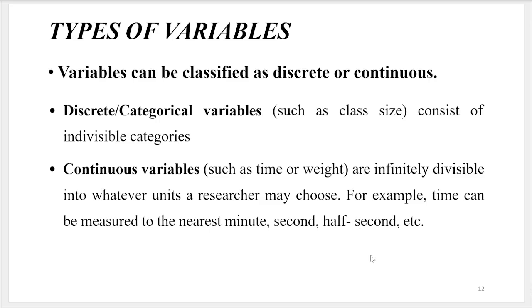After understanding what a variable is, the next step is to classify variables into types. This helps us decide how to measure, analyze, and interpret data. Variables can be divided into two main types: discrete variables and continuous variables. Discrete variables consist of separate and distinct categories. They cannot be divided into smaller parts. Values are countable and fixed.